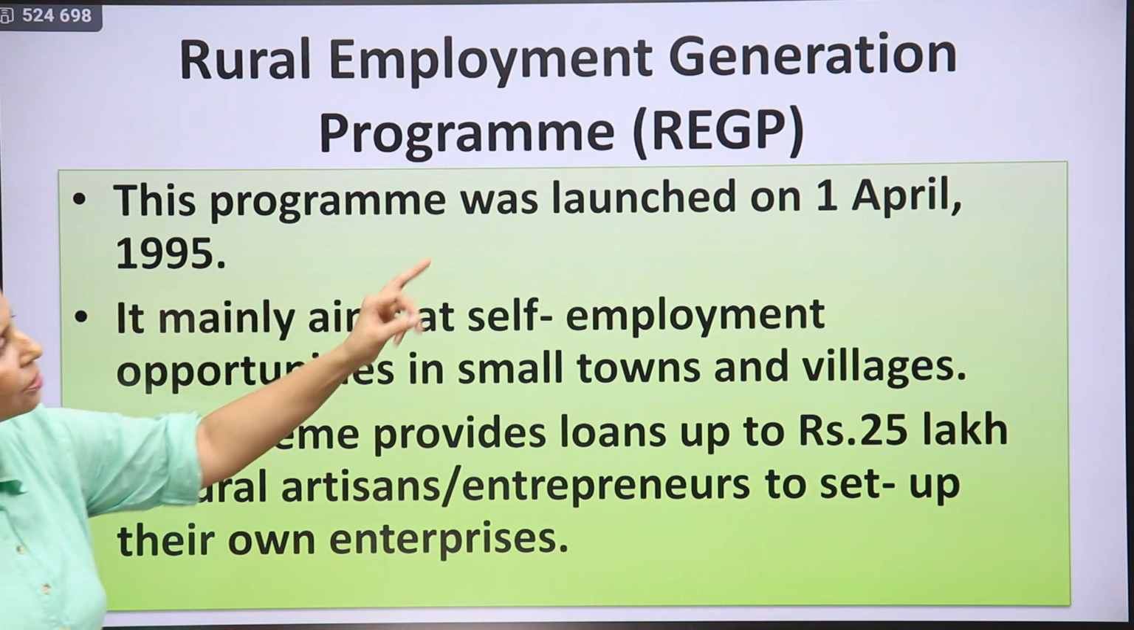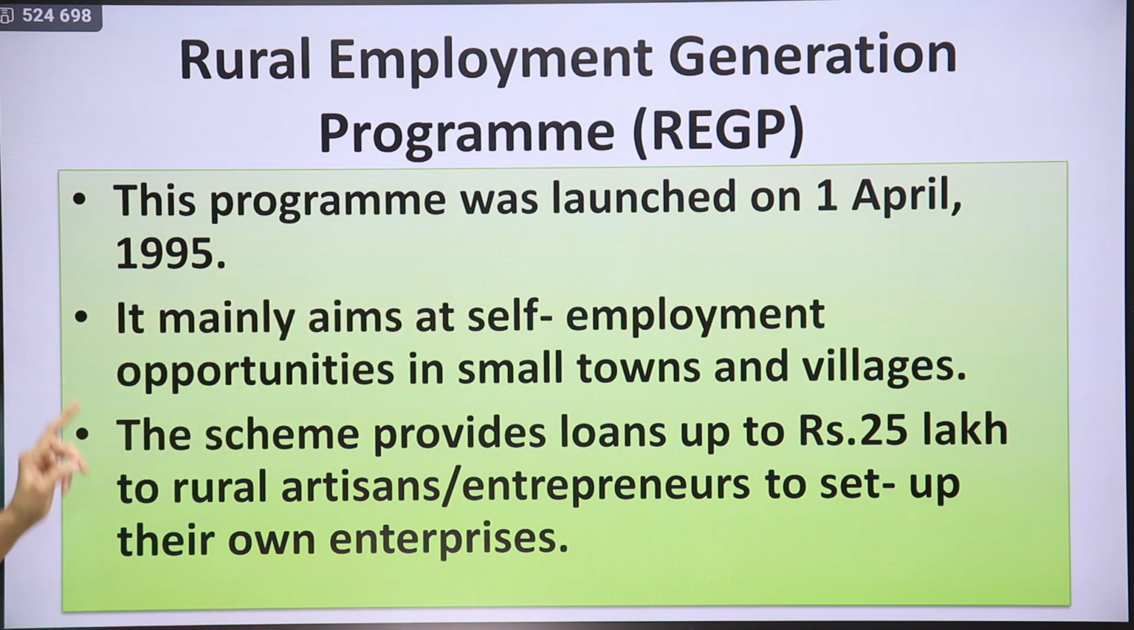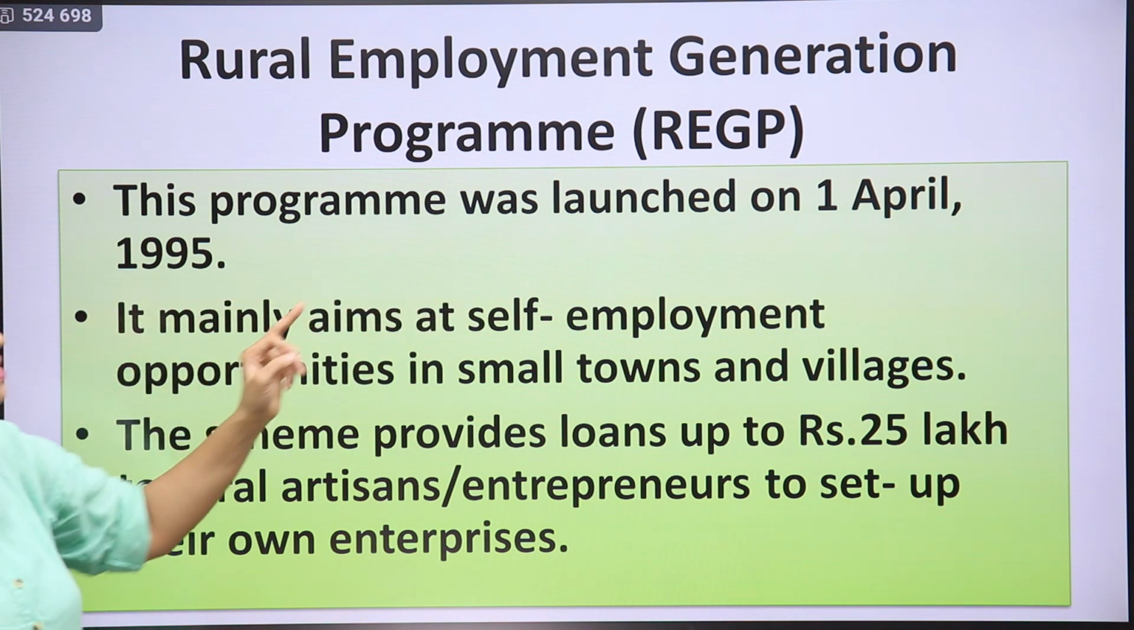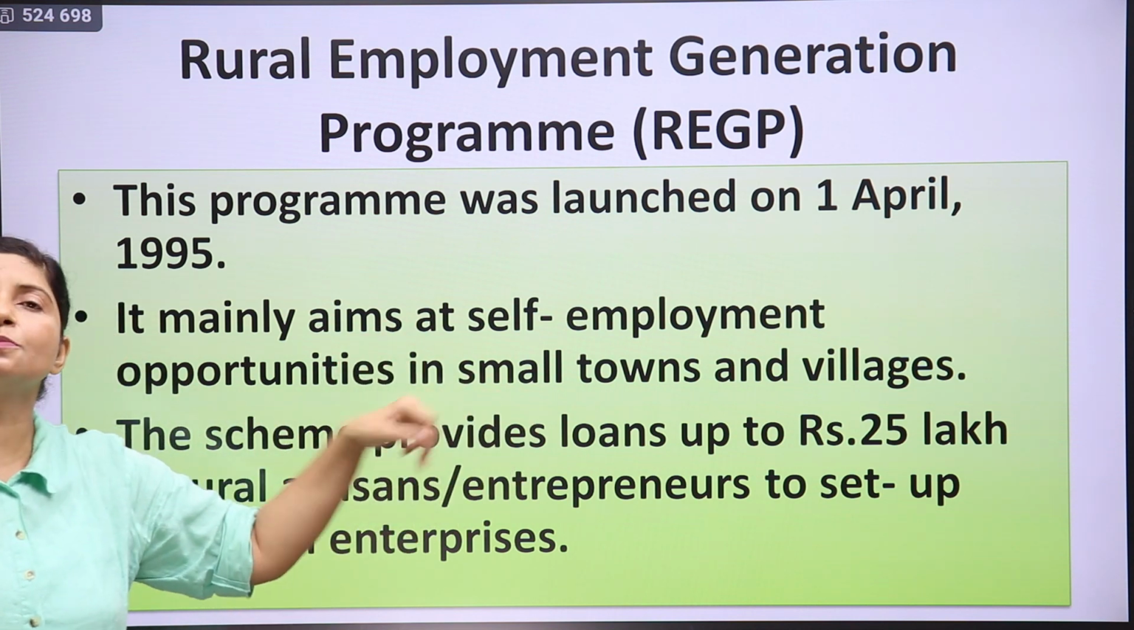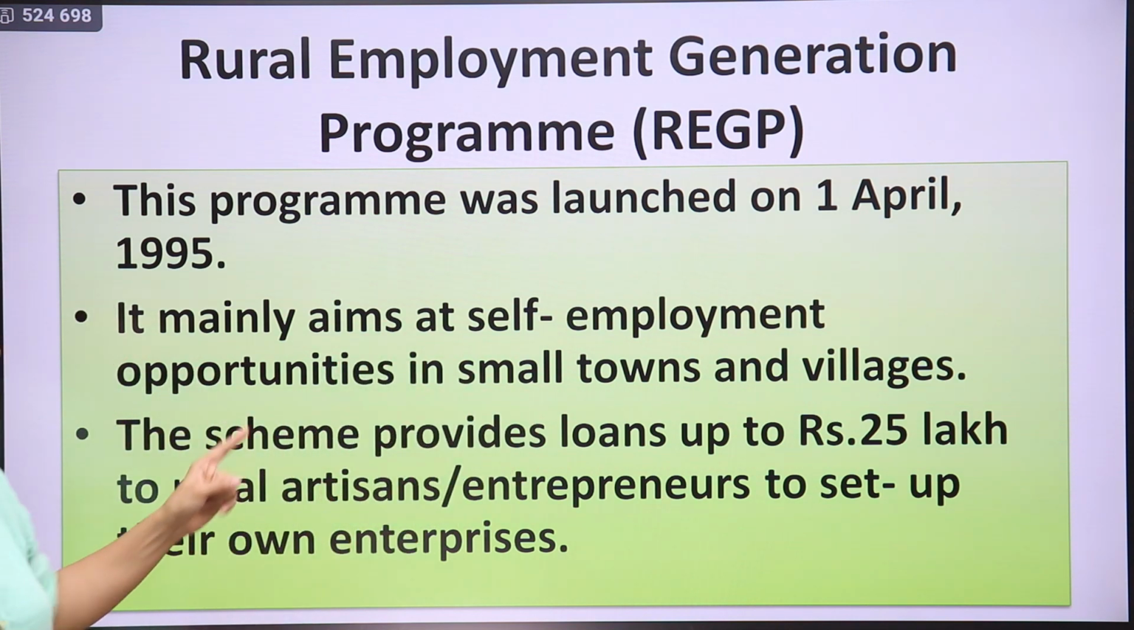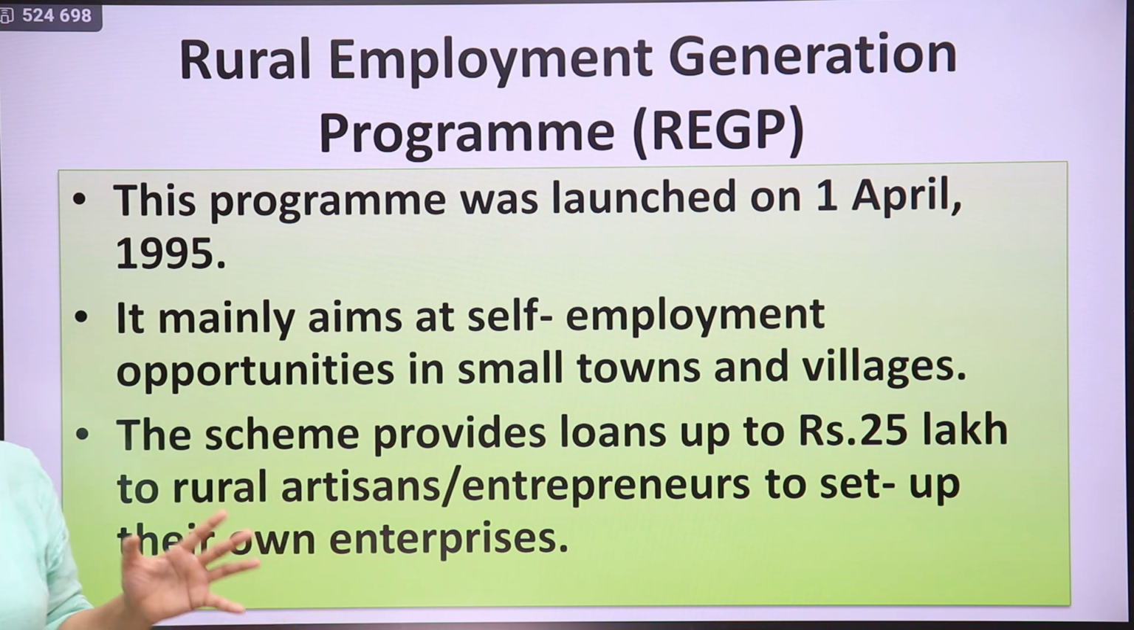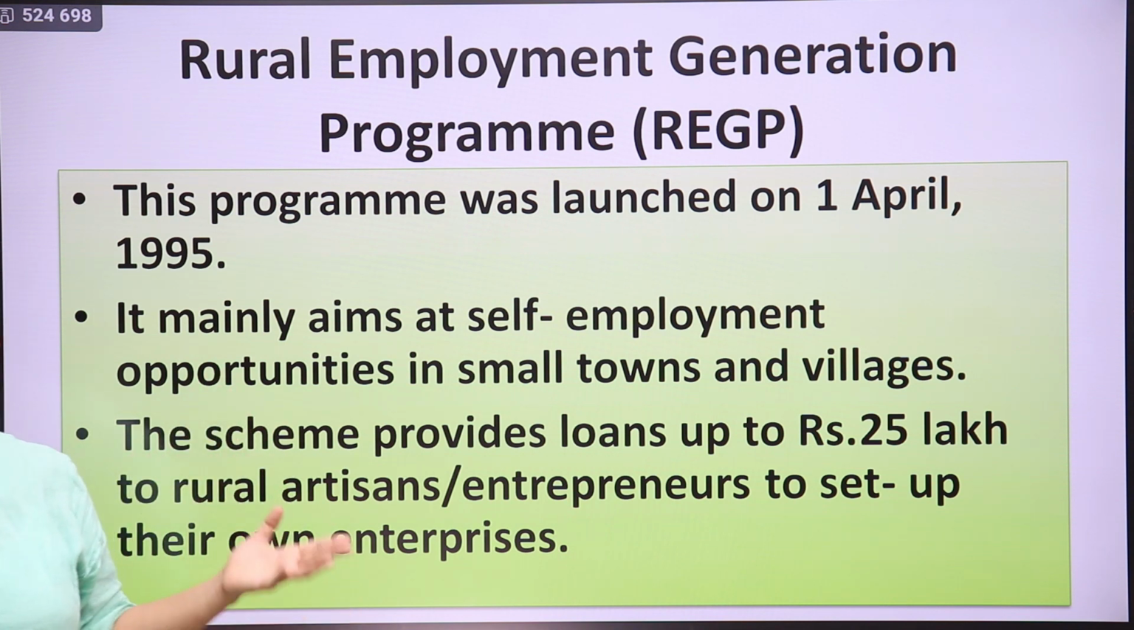Then the Rural Employment Generation Program. This program was launched on 1 April 1995. It mainly aims at self-employment opportunities in small towns and villages. So it was meant for rural areas. The scheme provides loans up to rupees 25 lakhs. So this is a very good scheme. That means it is giving you a substantial amount of loan. That is, 25 lakhs is a very big amount.